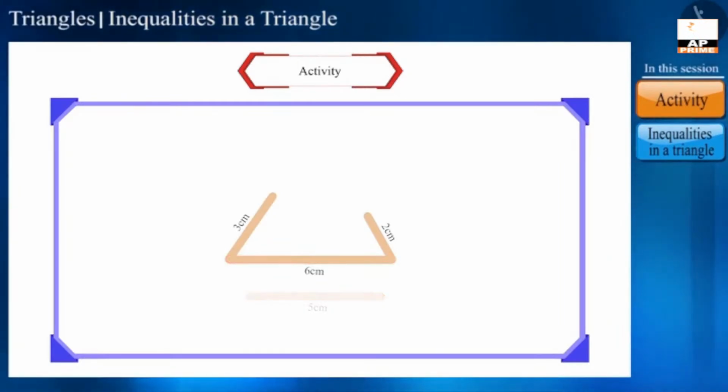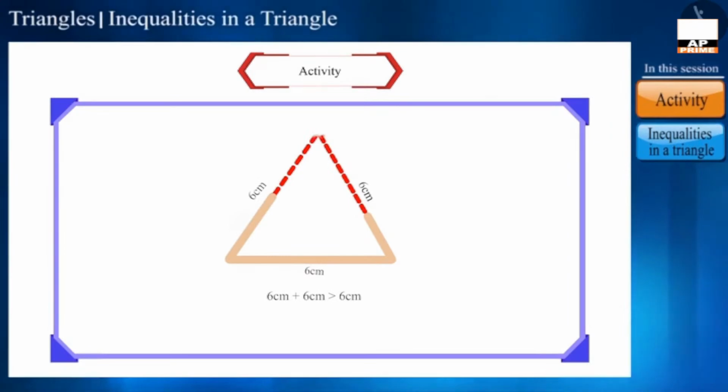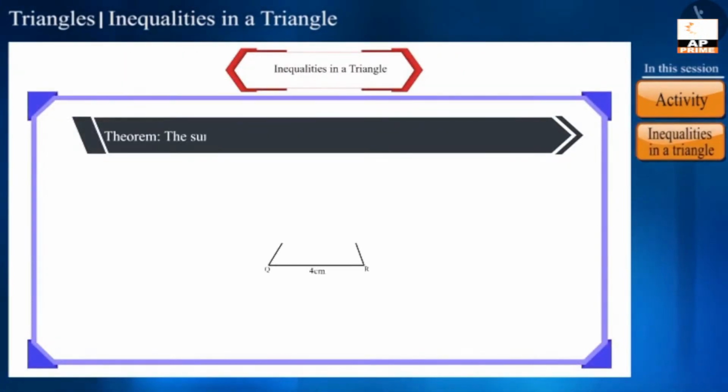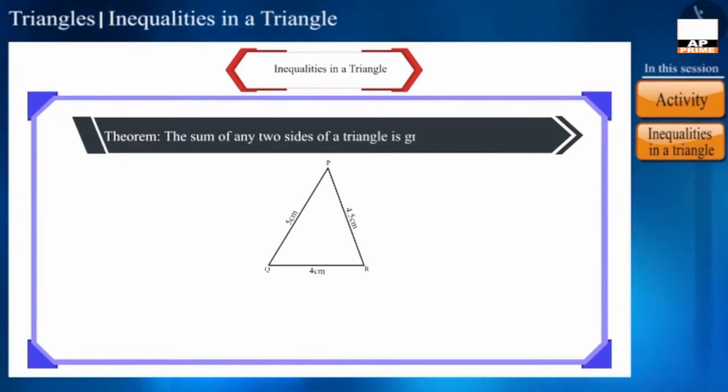And that is why it is impossible to construct a triangle with these lengths. The construction of a triangle is possible only if the sum of the lengths of any 2 sides of a triangle is greater than the length of the third side. And this is the theorem which says that the sum of any 2 sides of a triangle is greater than the third side.